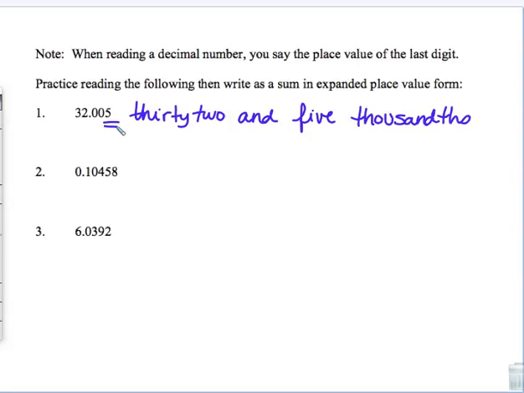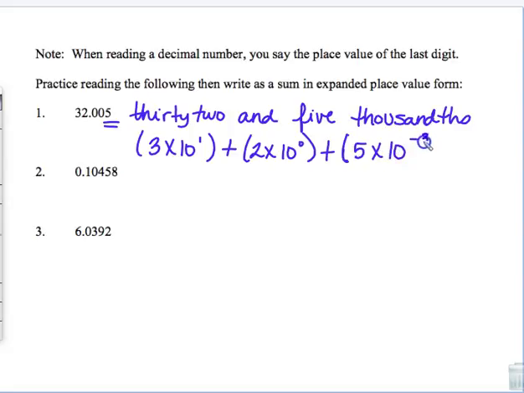Now as far as doing it in expanded form, this is going to be expanded notation. We start teaching that in early elementary, and then that grows as the place value that they're learning grows as well. The 30 is in the tens place, so this is going to be 3 times 10 to the first, plus the 2 is in the ones place, so that's 2 times 10 to the 0. The 5 is in the thousandths place, so that's 5 times 10 to the negative 3. And that is the expanded place value form of that number.